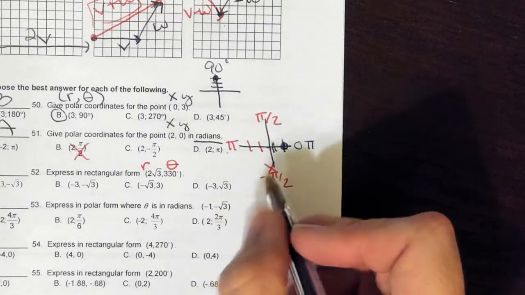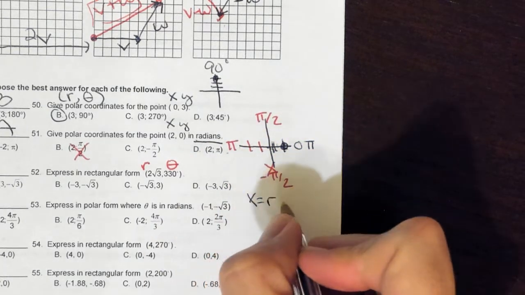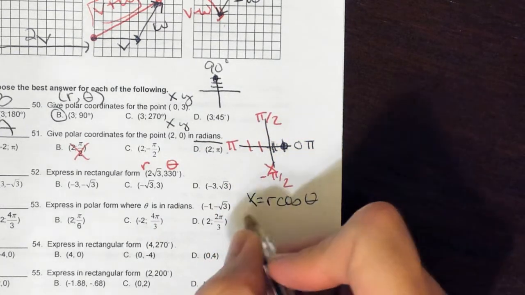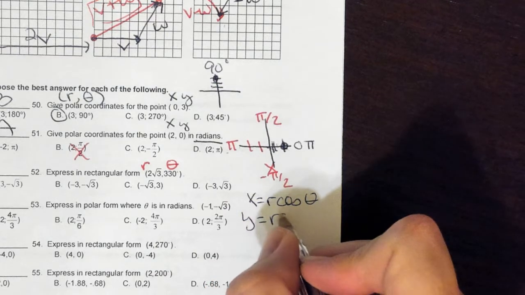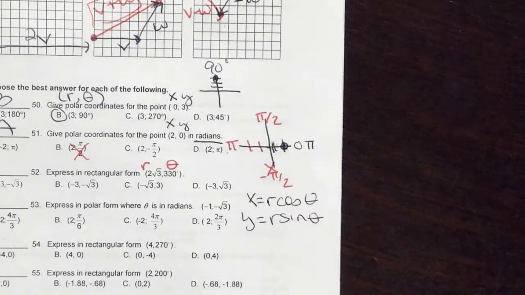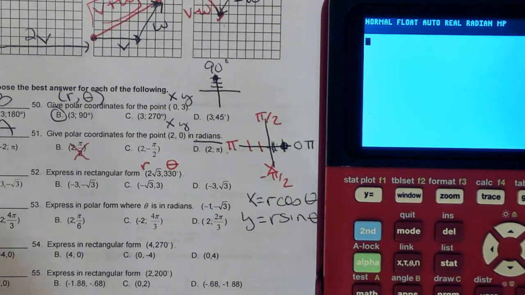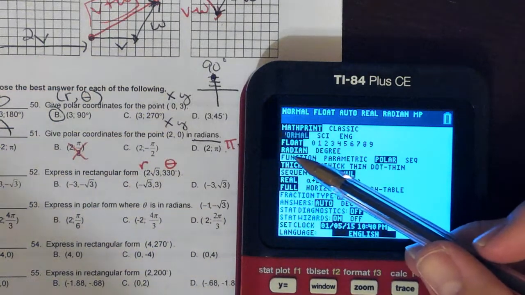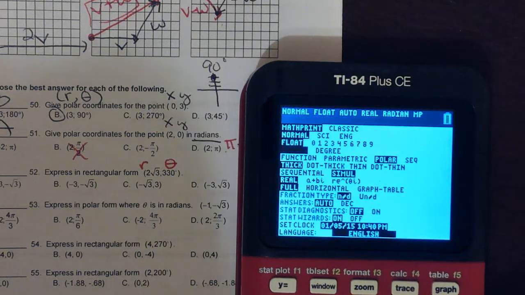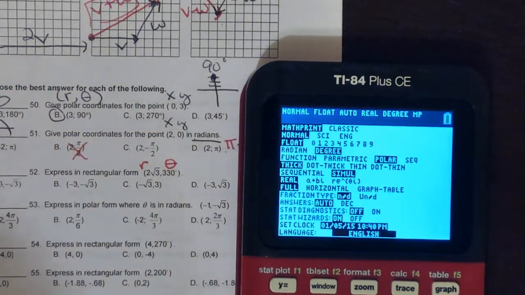Okay, so the formula for this is x equals r cosine theta, and y equals r sine theta. Even if you don't know your unit circle, you should be able to get this right. So we're going to make sure I'm in the right mode. Earlier when we were graphing, we changed it to radians, so I have to remember to go back and change it to degrees, and you're going to have to remember to do that during the test.